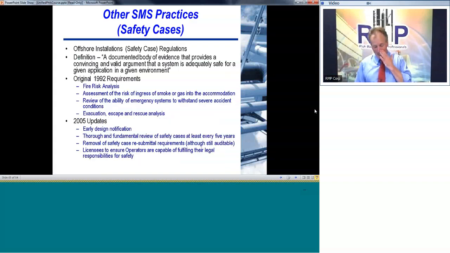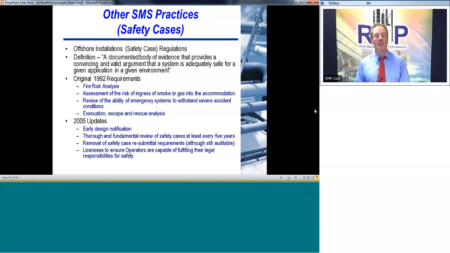So let's talk about safety cases. As I mentioned before, there are other safety management system tools out there. A key result of the Piper Alpha accident was the formulation of safety case requirements in 1992. Basically, these were for offshore installations initially, but it became commonplace to adopt them for onshore facilities that dealt with highly hazardous materials. The original requirements focused on the key things that went wrong for Piper Alpha.